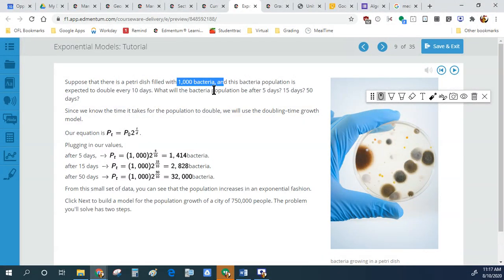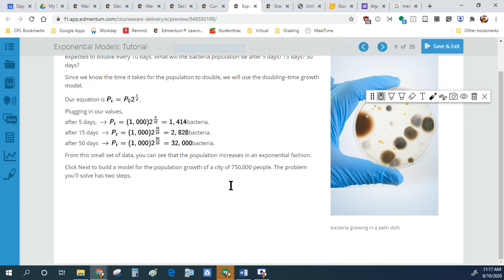So now, we're talking about corona, which is a virus, not a bacteria. So we're not talking about corona.